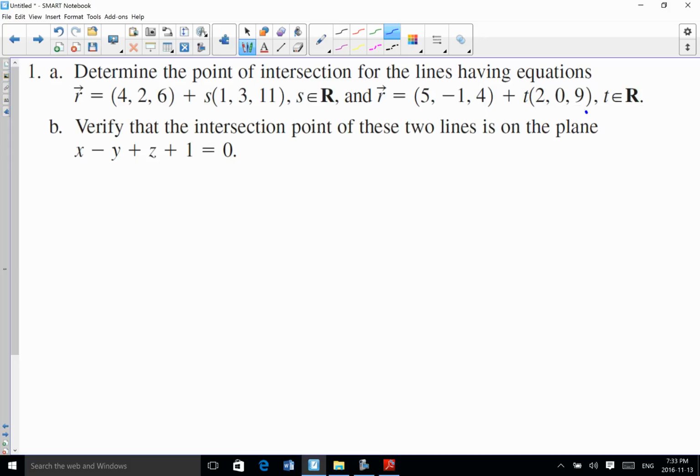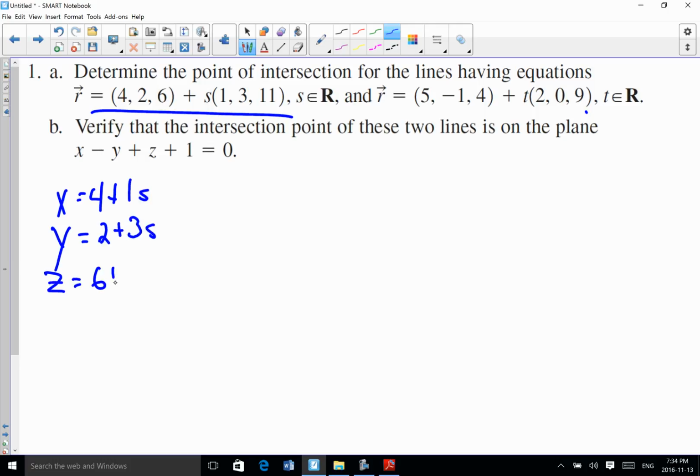In question 1, we're asked to figure out the point of intersection between two lines. The easiest way to do this is to compare their parametric equations and solve for the parameter that makes that true. So let's take this first line and make its parametric version. So x is 4 plus 1s, y would be 2 plus 3s, and z would be 6 plus 11s.